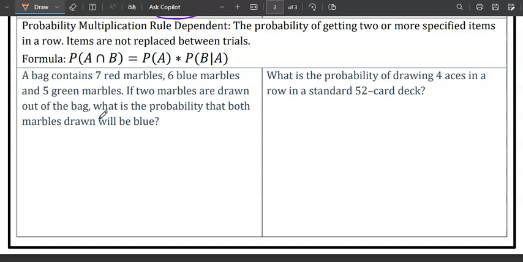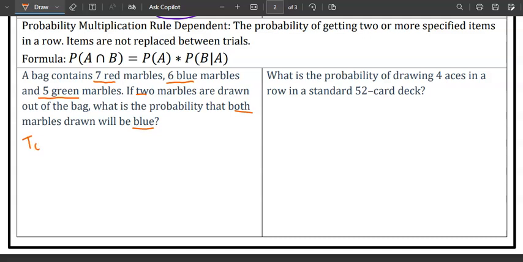Probability multiplication rule, dependent. The probability of getting 2 or more specified items in a row. Items are not replaced between trials. The formula is P of A intersection B equals P of A times P of B given A. A bag contains 7 red marbles, 6 blue marbles, and 5 green marbles. If 2 marbles are drawn out of the bag, what is the probability that both marbles drawn will be blue?